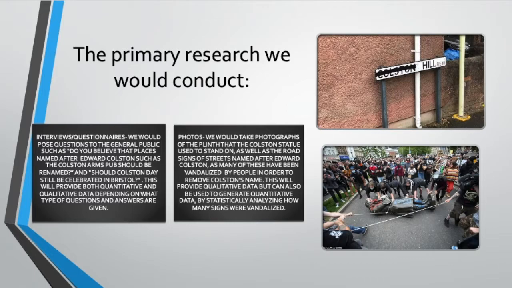Photos. We would take photographs of the plinth that the Colston statue used to stand on, as well as the road signs of streets named after Edward Colston, as many of these have been vandalised by people in order to remove Colston's name. This will provide qualitative data, but can also be used to generate quantitative data by statistically analysing how many signs were vandalised.